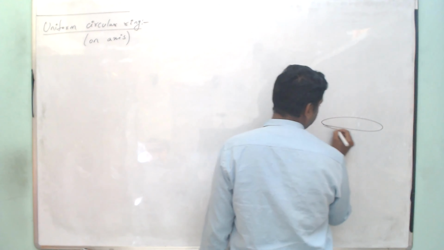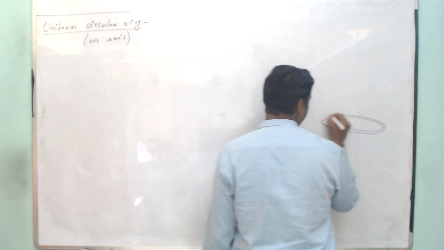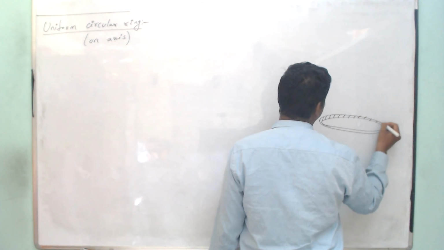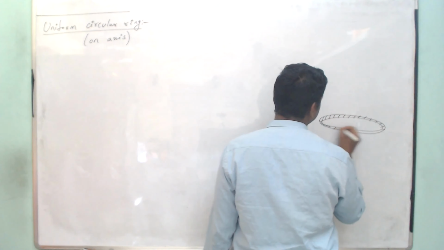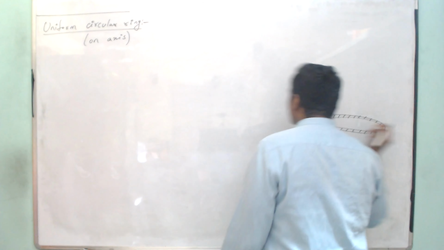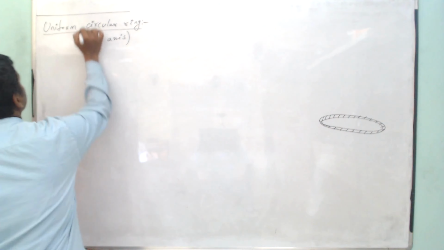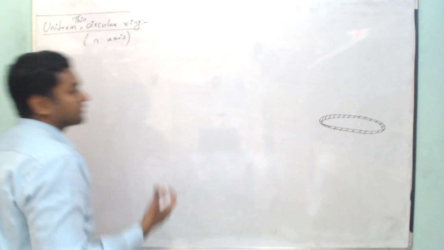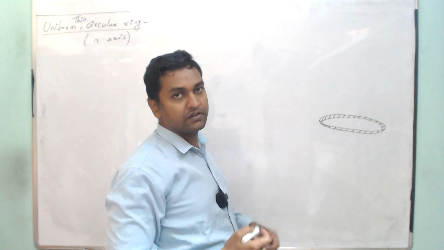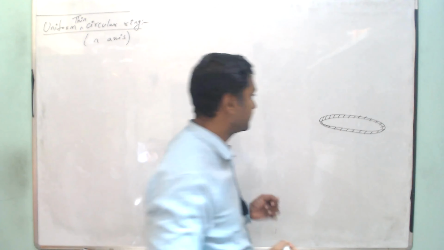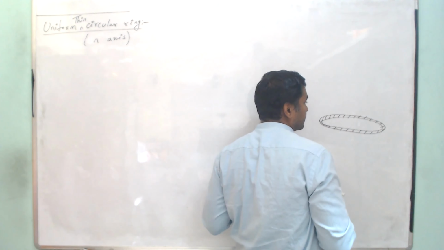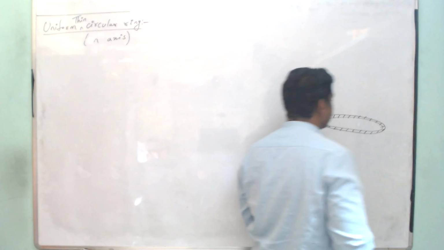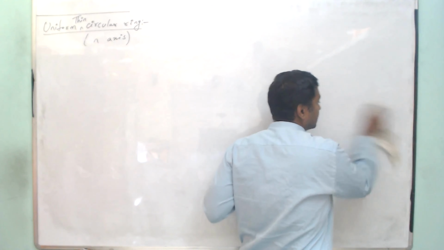So this ring will also have some kind of a thickness usually. Not that we are taking any thickness right now, but I'm just showing it as a small, thin circular ring, a thin circular wire, we can say. But we will use this in our future situations.